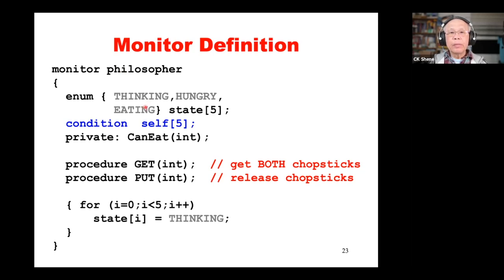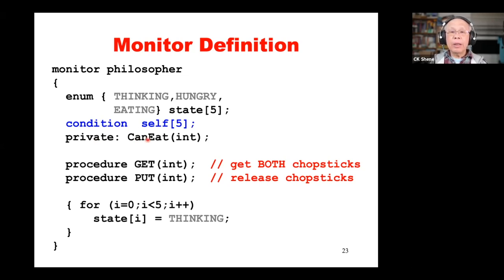Again, under this solution, each philosopher has three states: thinking, hungry, eating. So we introduce one additional state here, hungry. Hungry means a philosopher has finished thinking and is waiting before he can eat. And we introduce an array of five condition variables, one for each philosopher. And we have a private procedure, can eat.